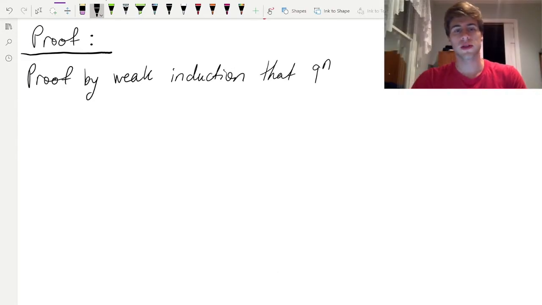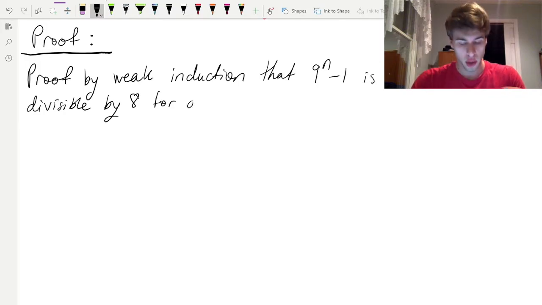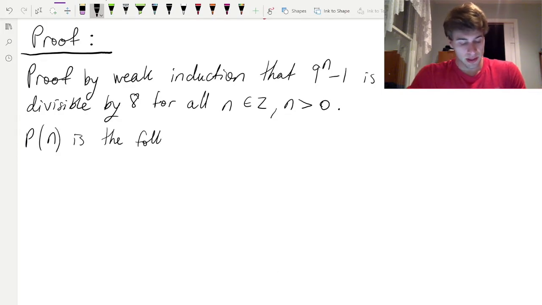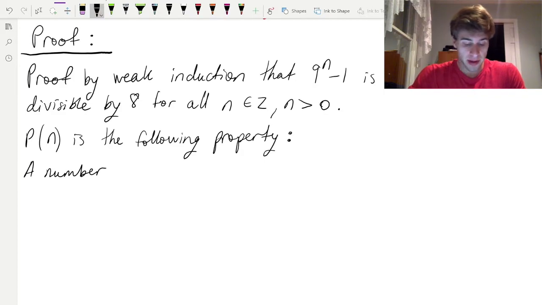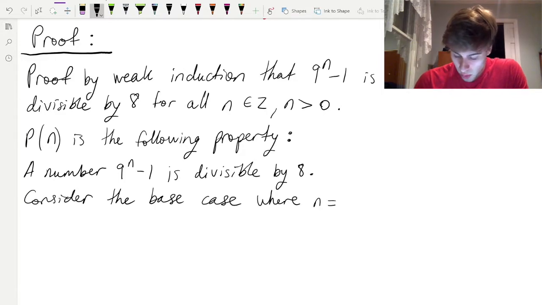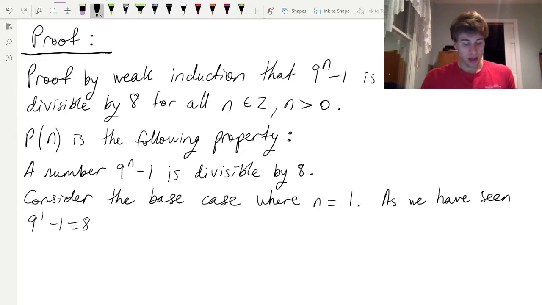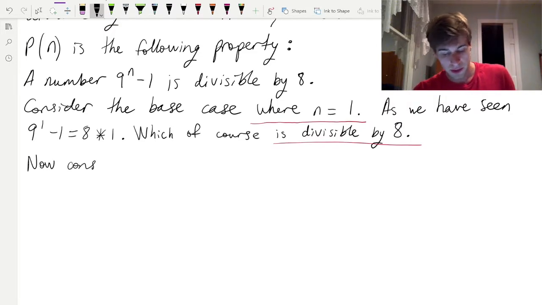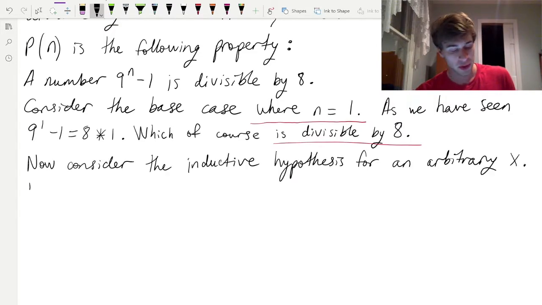Proof by weak induction that 9 to the nth power minus 1 is divisible by 8 for all n in the set of integers greater than 0. P of n is the following property: a number, 9 to the nth power minus 1, is divisible by 8. Consider the base case, where n is equal to 1. As we have seen, 9 to the first power minus 1 is equal to 8 times 1, which of course is divisible by 8. Now consider the inductive hypothesis for an arbitrary x.